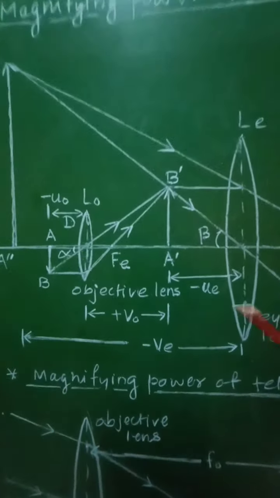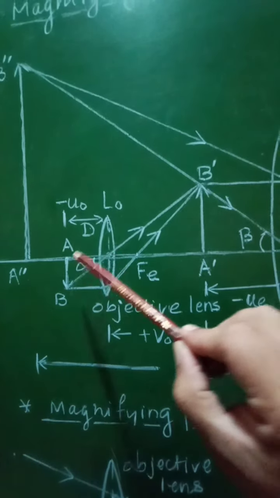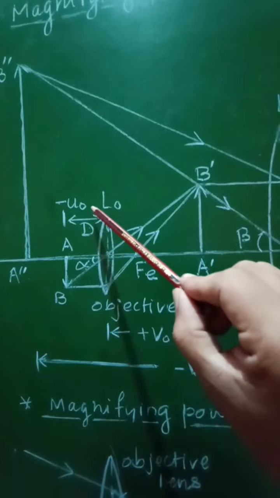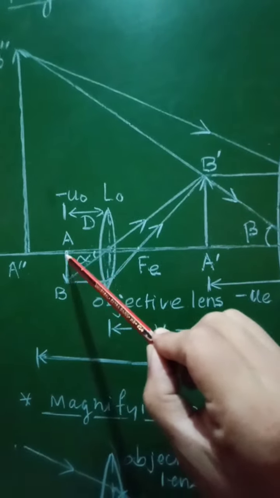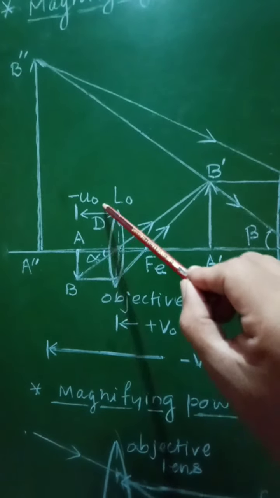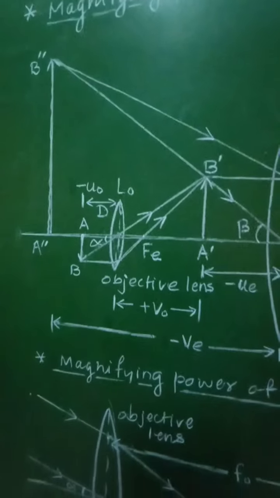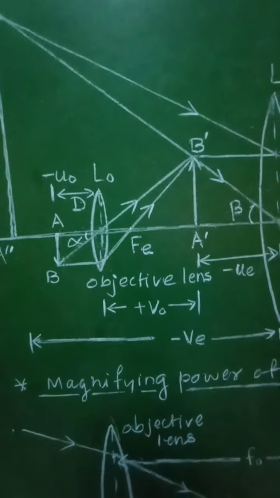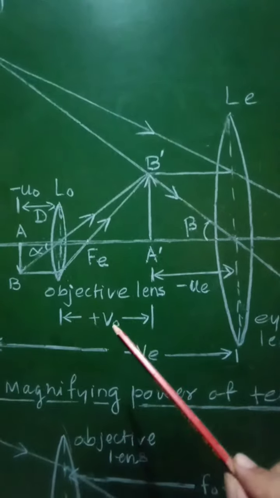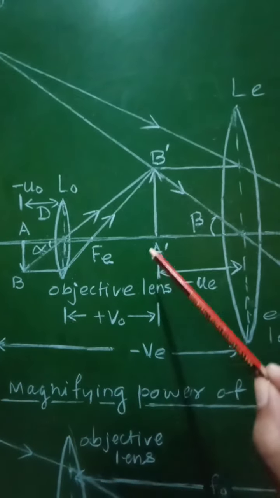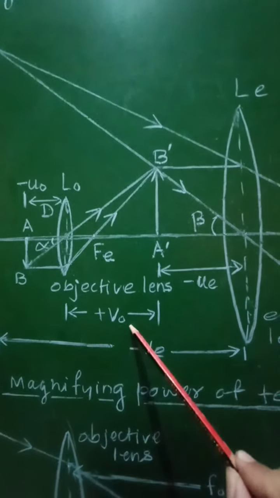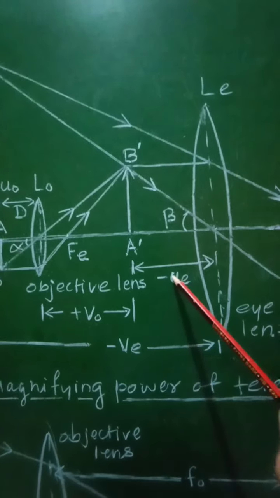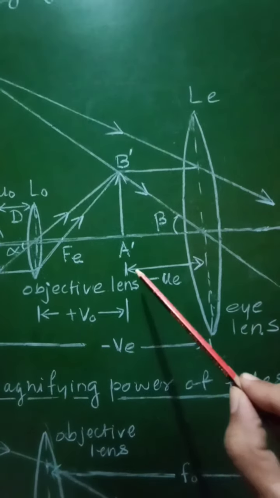Let the distance between this objective and this object be equal to minus UO. Minus sign will be there because the object is towards the left side of the lens, and this distance UO will be nearly equal to the distance of distinct vision D. Then this distance between this lens and the image formed by that lens will be the image distance, it is plus VO, as well as this distance is minus UE, that is the object distance.